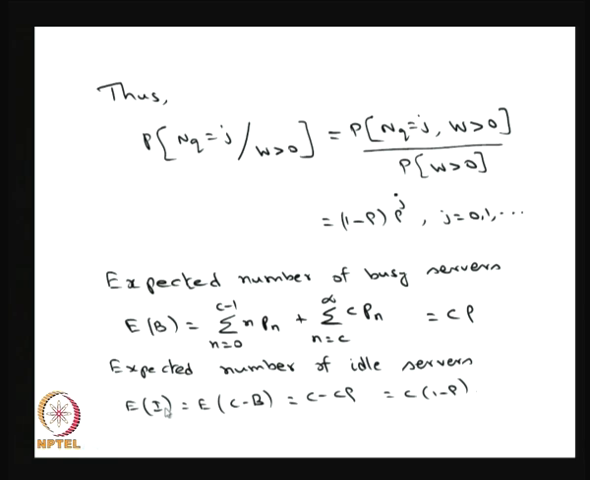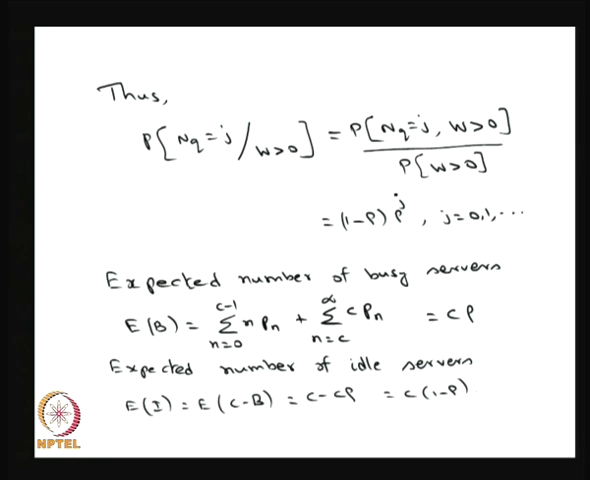The expected number of idle servers is the expectation of a random variable. There are totally C servers in the system. Therefore, C minus B, where capital B is the number of busy servers, is the same as I. The expectation satisfies the linear property, so the expectation of I is the same as the expectation of C minus B. C is a constant and B is a random variable. Therefore, it is C minus the expectation of B. Expectation of B, just now we got C times rho. Therefore, the expected number of idle servers is C times 1 minus rho.